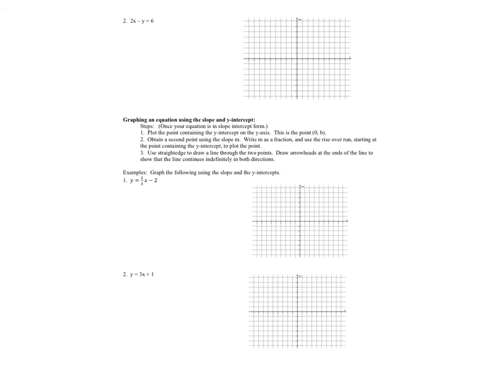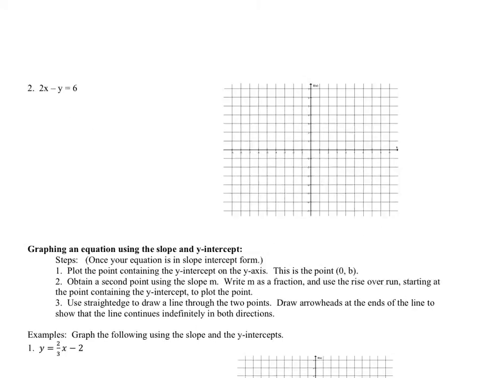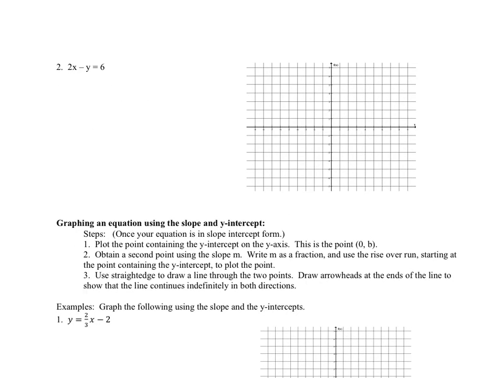Now we're on to the next page, which I accidentally stuck in a blank one. There we go, we skipped it. Okay, and now we're going to graph 2x minus y equals 6. So again, we're going to lay down an xy chart. We're going to do x is 0, and we're going to do a y is 0.